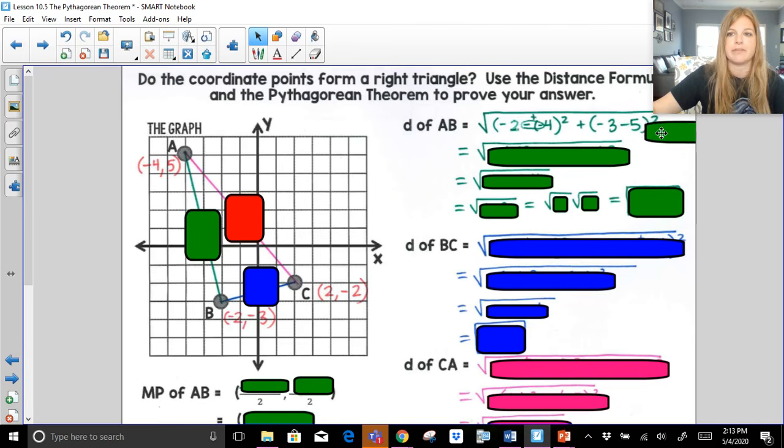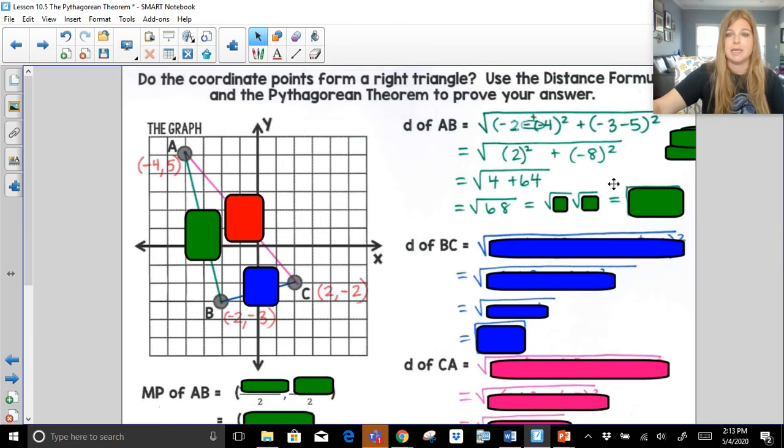-3 minus 5 squared. Now, -2 minus a -4 really means -2 plus 4, which is 2. -3 minus 5 is really -8. 2 squared is 4. -8 squared is 64. If I add them up, I get 68. The biggest perfect square that goes into 68 is 4. 4 times 17. And that becomes 2 radical 17.